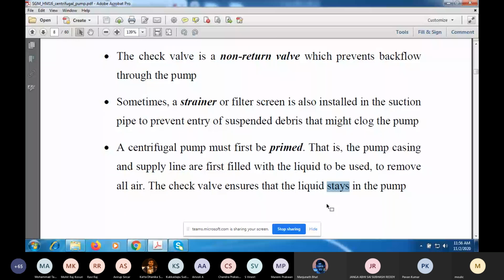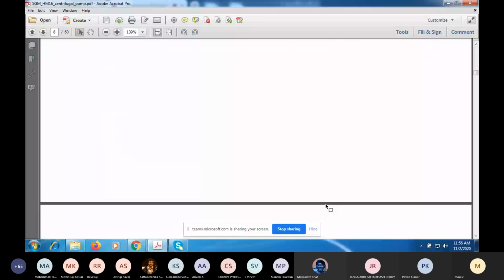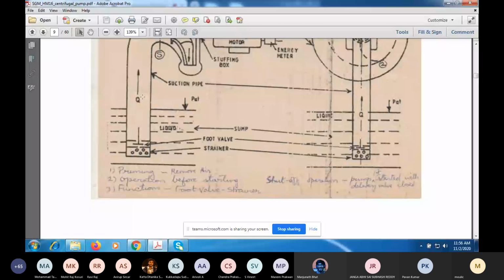Had the check valve not been there, when you stop the pump, the liquid will go out, tend to fall, and there may be a mixture of air as well as liquid inside here. So priming is an operation which removes the air, and you have to do it before you start the pump.